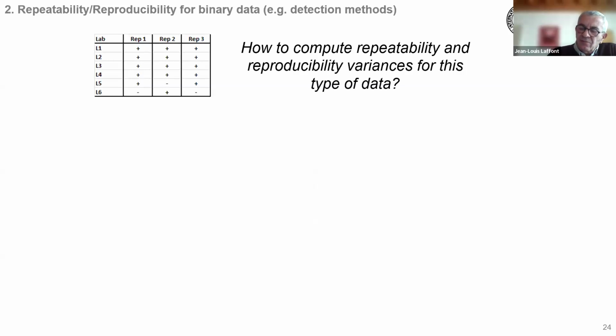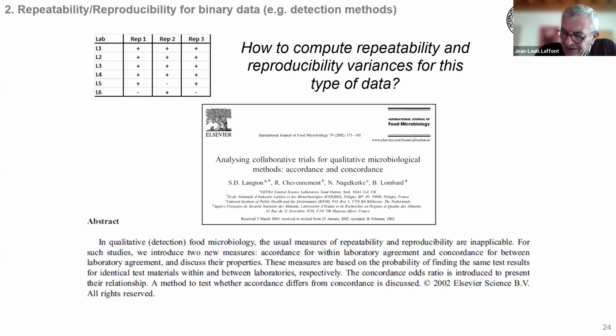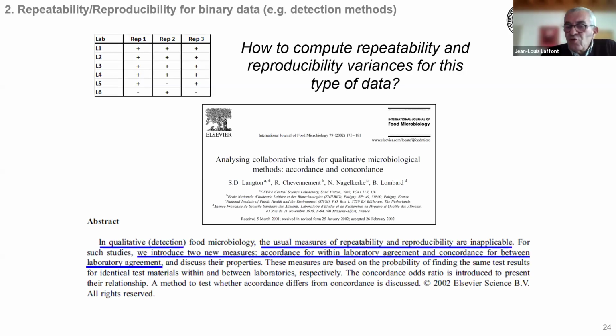We cannot use the mixed model technology for this type of data. So what to do? There is a key paper from Langton and Hall from 2002, which says that the usual measures of repeatability and reproducibility are inapplicable. These are the methodologies I showed you previously. And for this, they introduced 2 new measures: accordance, which is the equivalent of repeatability for this type of data, and concordance, which is the equivalent of reproducibility for this type of binary data.